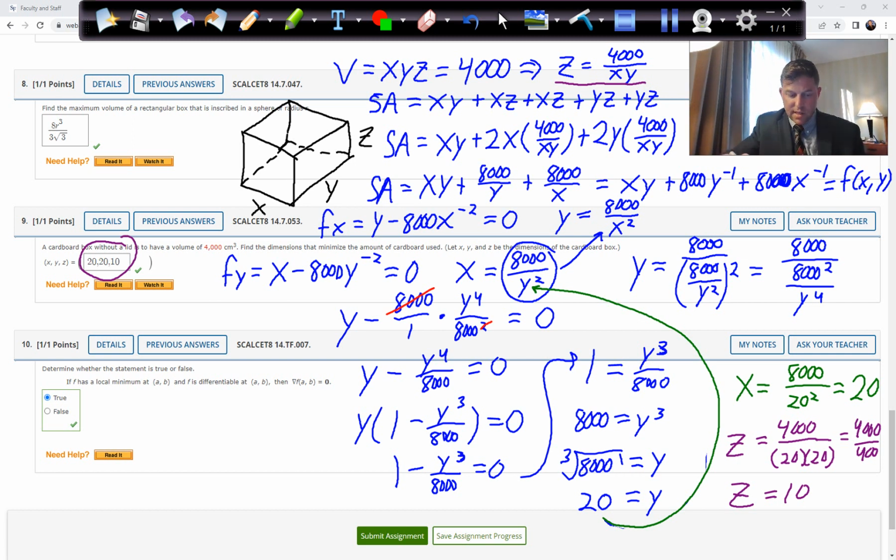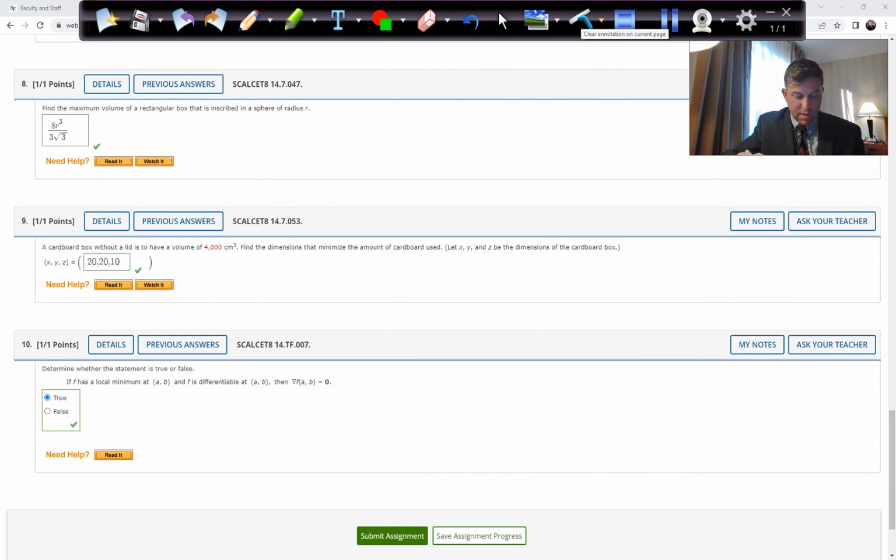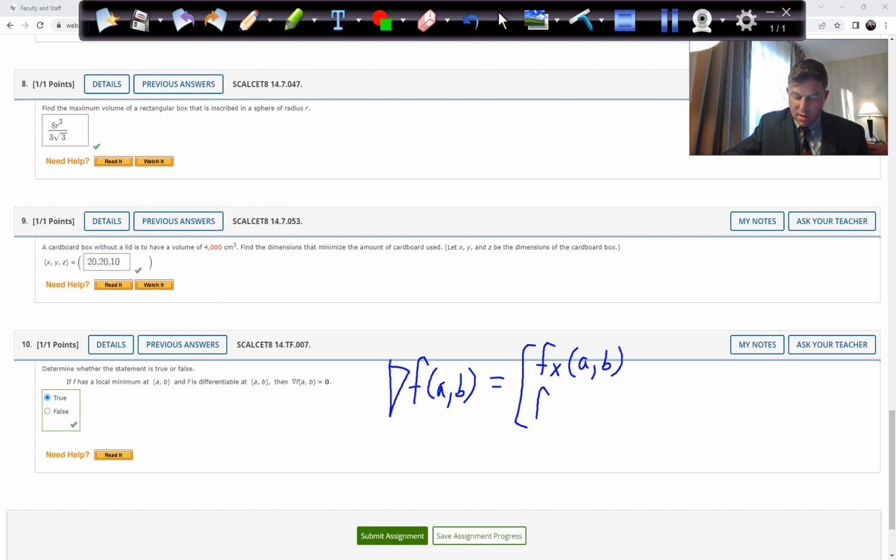Okay, so that's the end of the challenging problems. The last problem states if f has a local minimum at (a, b) and f is differentiable at (a, b), then the gradient of f at (a, b) equals 0. So let's remind ourselves what the gradient is. That would be the first partial derivative of f with respect to x at (a, b) and the first partial derivative of f with respect to y at (a, b), and they're saying these are equal to 0.